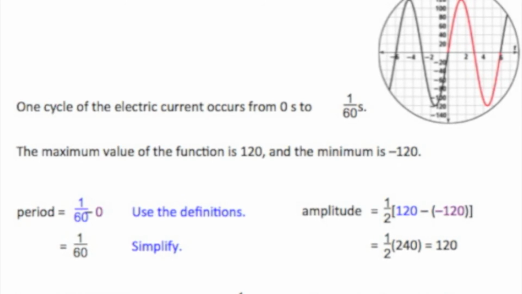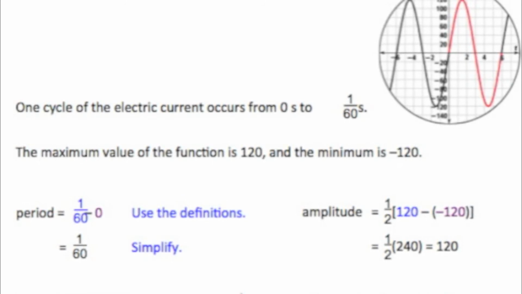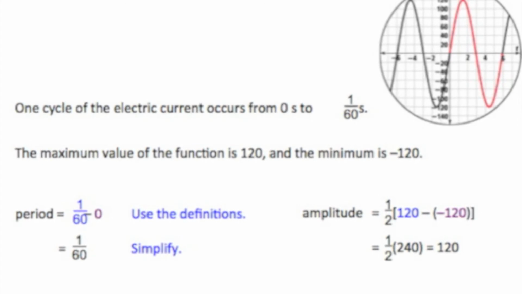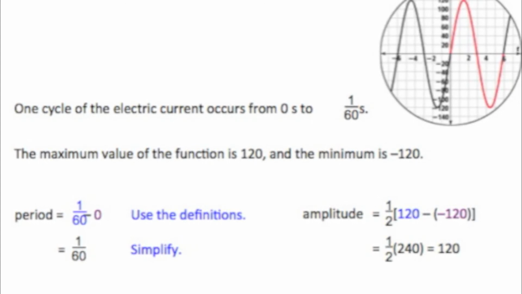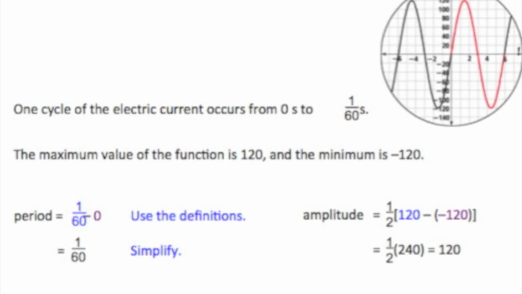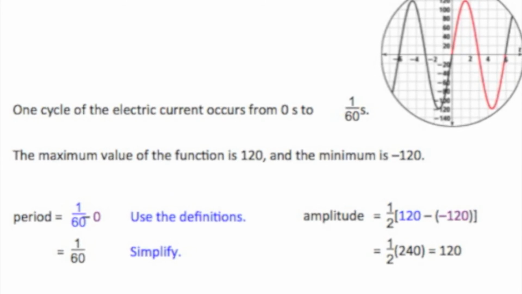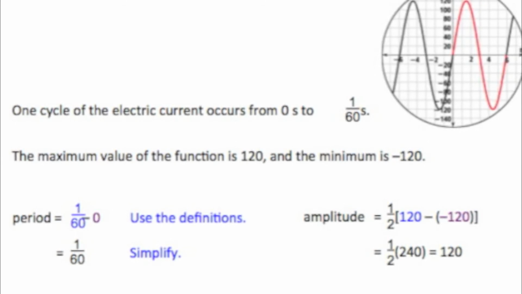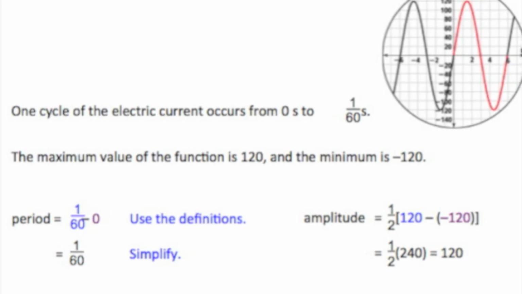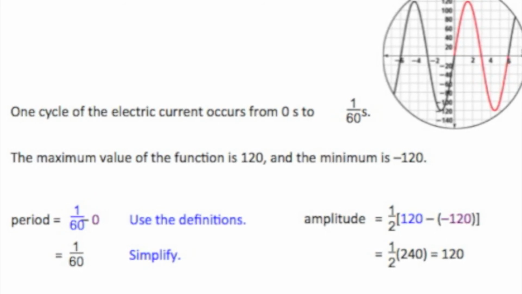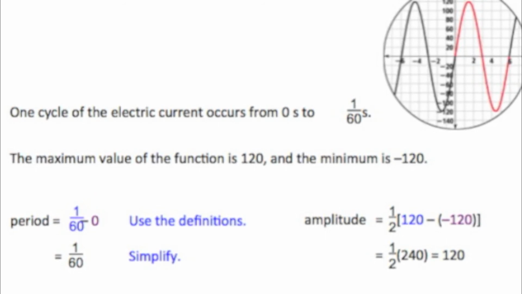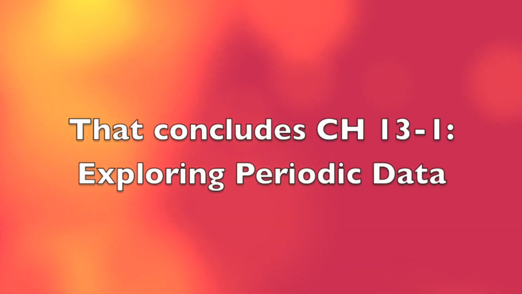So period is equal to 1 over 60 using the definition of it, and that's equal to 1 over 60 when you simplify. Amplitude is then equal to 1 over 2 times 120 minus -120, which is then equal to 1 over 2 times 240, and when you do that, it simplifies to 120. So the period is 1 over 60 and the amplitude is 120. And that concludes chapter 13-1, Exploring Periodic Data.